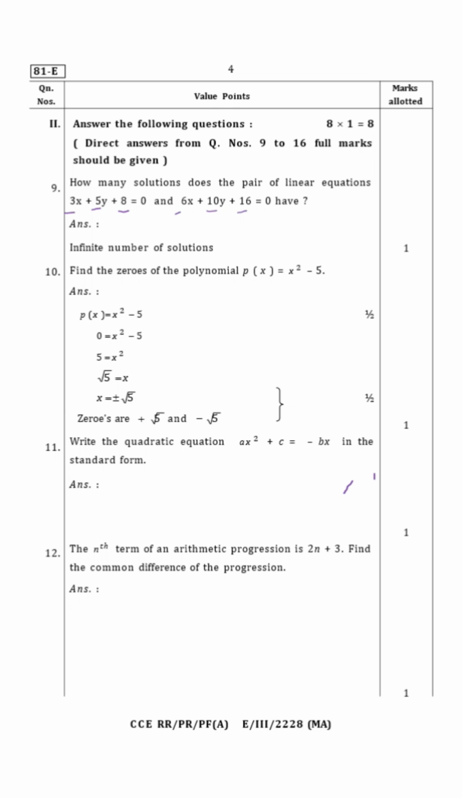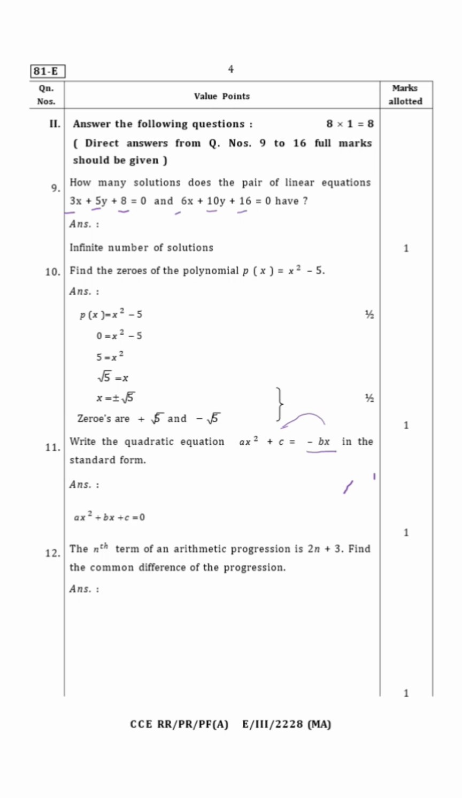So the zeros of the polynomial are plus root 5 and negative of root 5. Write the quadratic equation ax square plus c is equal to negative of bx in the standard form. The standard form of the quadratic equation is ax square plus bx plus c is equal to 0. Bring the negative of bx to LHS and put 0 in the RHS.